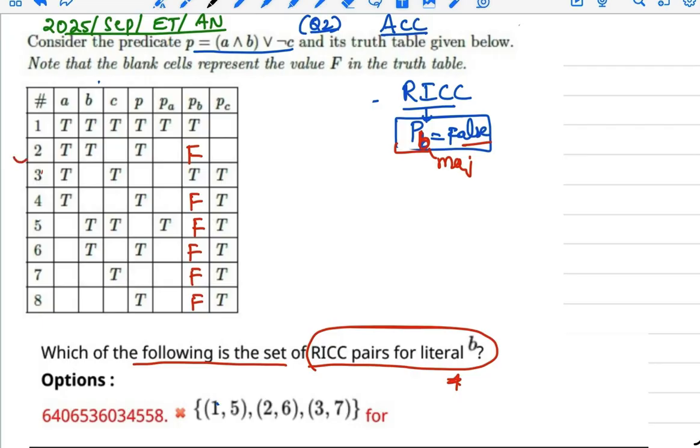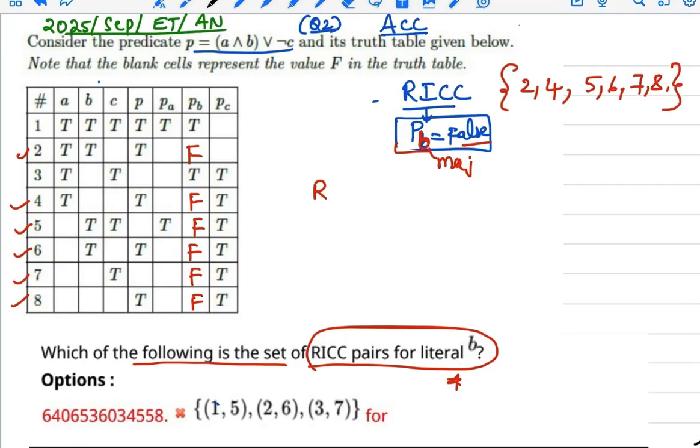This 1, 2, 4. So PB must be false. 2, 4, 5, 6, 7 and 8.